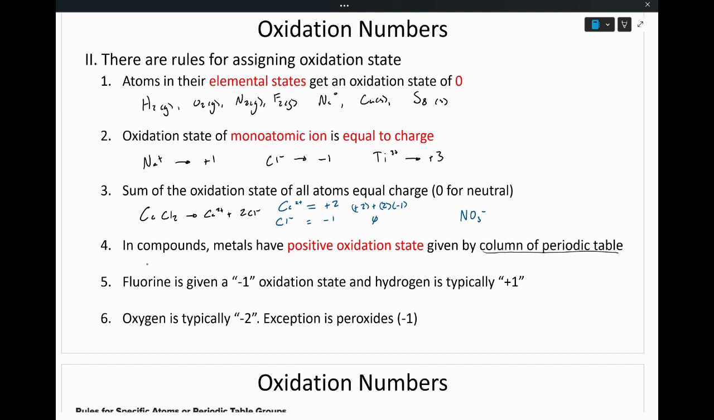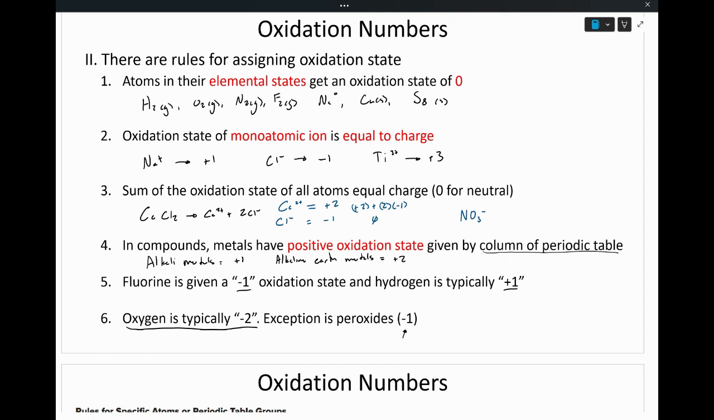And what this really means is that your alkali metals are going to have an oxidation state of +1, and your alkaline earth metals, so the second column, are going to have an oxidation state of +2. And I'll show you a table in just a second that's showing that. So that's rule 4. Rule 5 is fluorine is given a -1 oxidation state. Hydrogen is typically +1. And then our final rule, which will allow us to loop back up to number 3, is that oxygen is typically a -2. And the exception is peroxides, which we won't get too much into here.